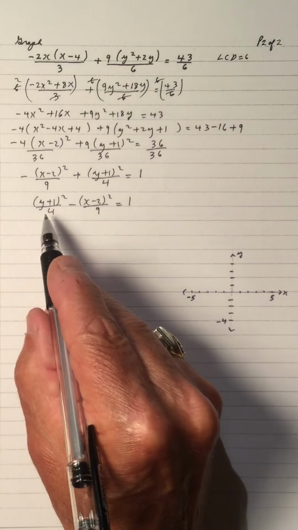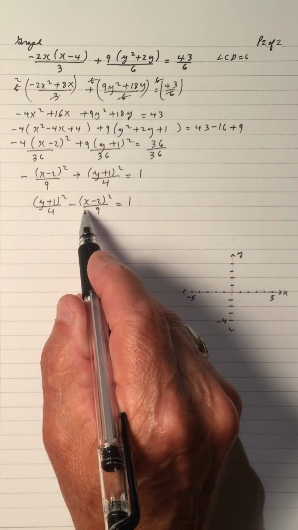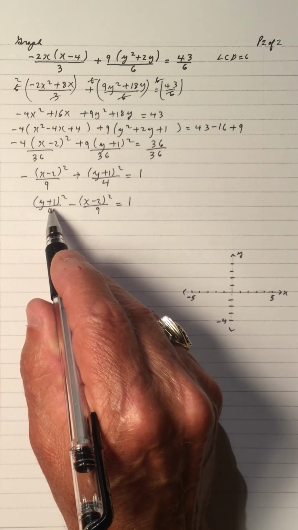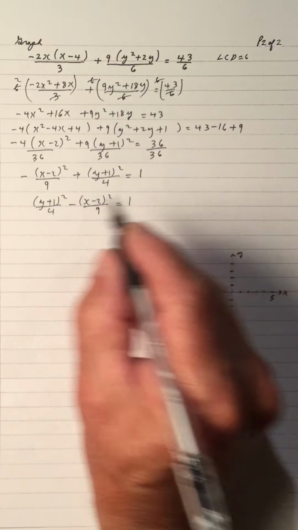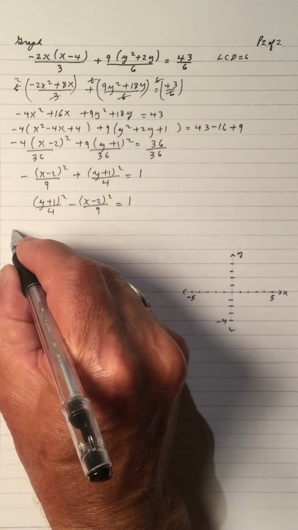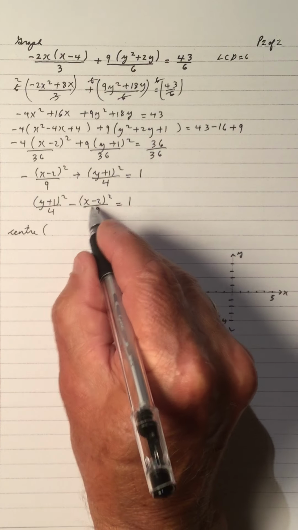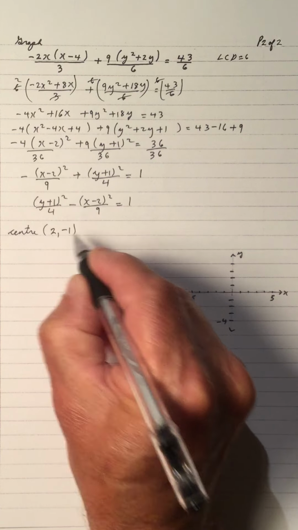So I know that the positive one is the transverse axis, and the negative one is not the transverse axis. So the transverse axis here is the y. So let's look at this. Because we have this form, the center is x is negative 2, so it's a 2. Y is plus 1, so we have a negative 1, so that's the center.